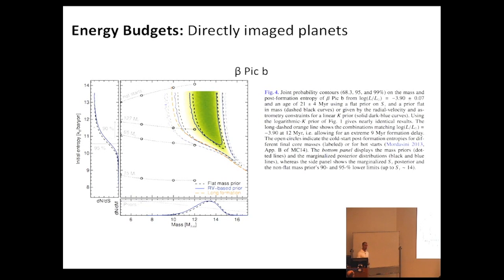Maybe I've missed it, but maybe also there's something fundamentally wrong about this. I was surprised it didn't get so much attention, because I thought this is a really exciting thing to try to do, to try to constrain the formation of the planet. Is there anybody in the audience who's an expert in this and who wants to comment?